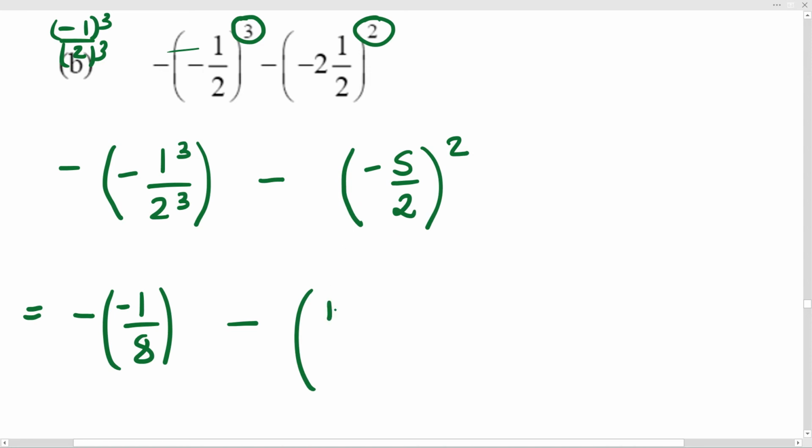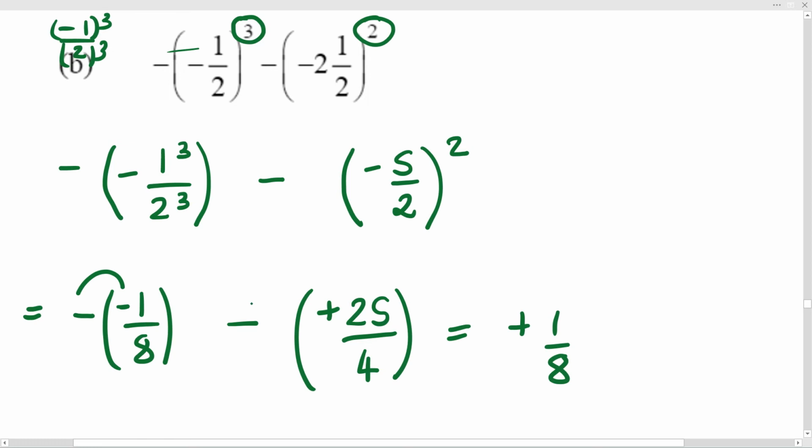Let me just put a plus in there, but I don't have to. 5 squared is 25. And remember that the 2 is going to get squared as well. Okay, so now I've dealt with the squares, so let's see what I'm left with here. I'm now going to have negative times a negative, which is positive, 1/8. And here I've got negative times positive, which is negative.